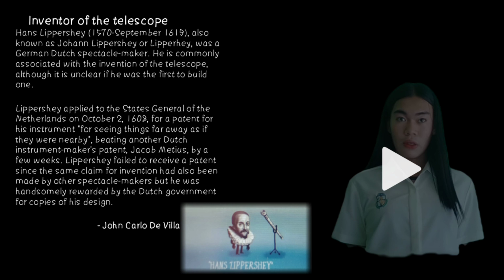Lippershey applied to the States General of the Netherlands on October 2, 1608 for a patent for this instrument for seeing things far away as if they were nearby, beating another Dutch instrument maker, Jacob Metius, by a few weeks. Lippershey failed to receive a patent since the same claim for invention had also been made by another spectacle maker, but he was handsomely rewarded by the Dutch government for copies of his design.